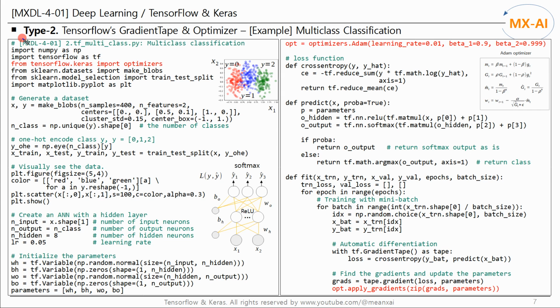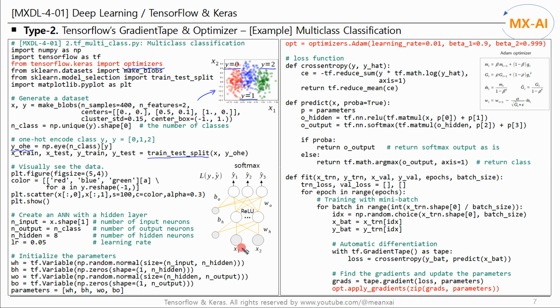Next, let's implement a multi-class classification model using the second method. To apply the optimizer, import TensorFlow's optimizers class. For multi-class classification testing, we generate a dataset consisting of 3 clusters like this. The class of y is 0, 1, 2. We one-hot encode this, split the data into the training and the test data.